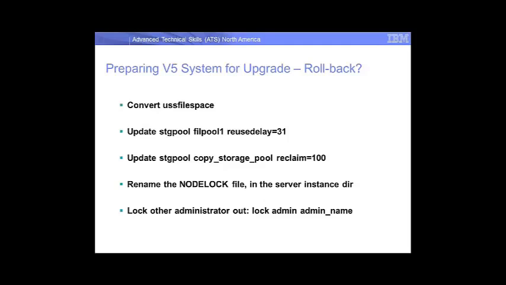Then we're going to update our storage pool with a reuse delay of 31 to delay any reuse of those volumes for a good period of time, and you can choose that number. We're going to update the copy pools to 100% reclamation. We're going to rename or delete the node lock file in the server instance directory, and then we're going to lock out any other administrators that might inadvertently get in on the system. This is as we're preparing to get started.